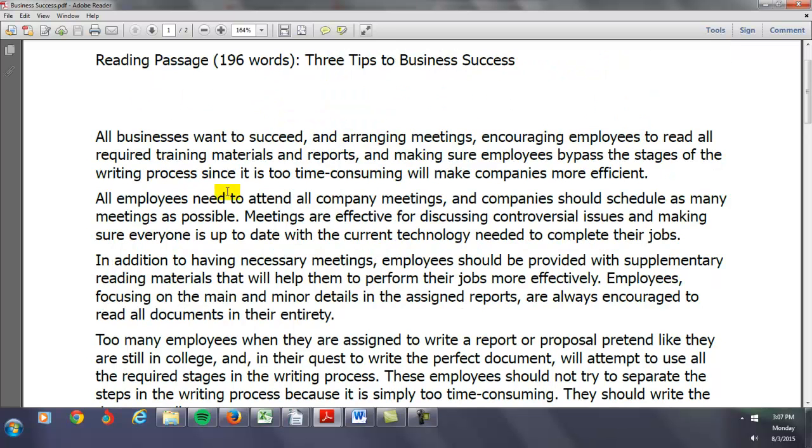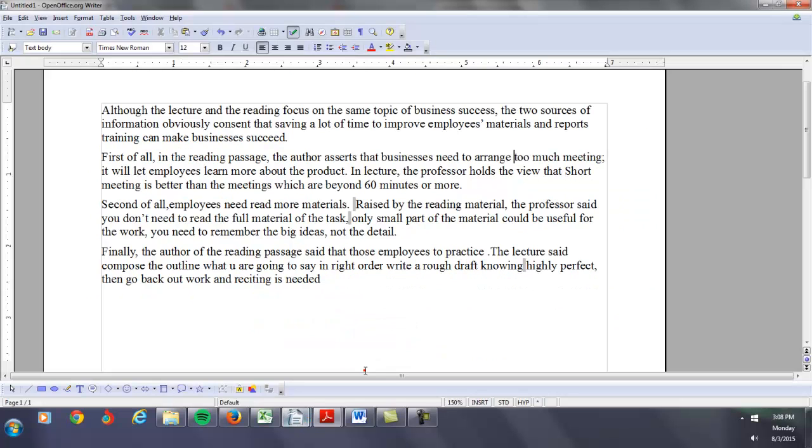It says, all employees need to attend all company meetings, and companies should schedule as many meetings as possible. Meetings are effective for blah, blah, blah. Using this word is not the right tone. Now, if you say the businesses need to arrange as many meetings as possible, you might want to say so that, how about combine these together so the employees can learn more about the products. Is that what it says though?